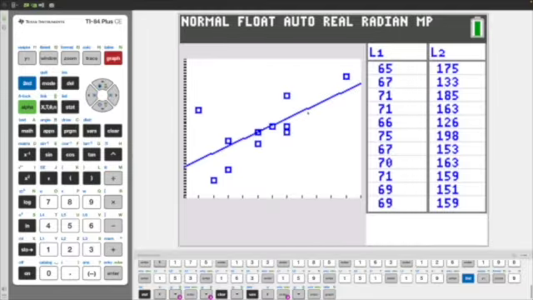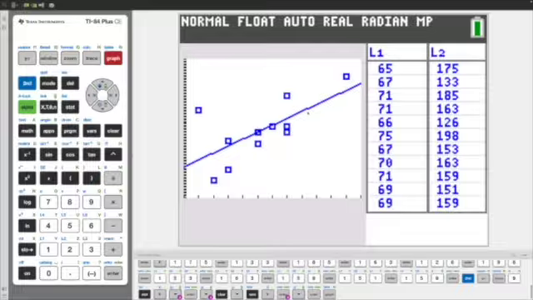If you store it in Y1, it also makes plugging in values for X significantly faster. So that's how you would do this with the graphing calculator. I would always recommend using the graphing calculator to do this. The doing it by hand method is a little messy.